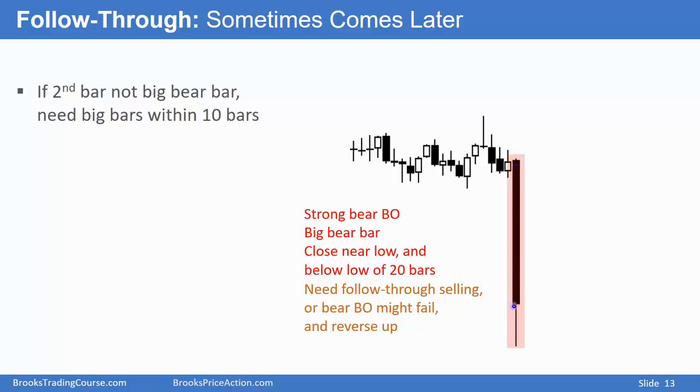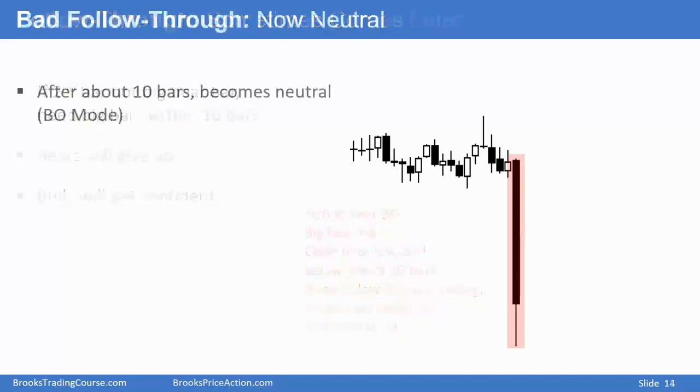Traders need follow through. It's possible that this is simply a trap that will reverse immediately up. Big bear breakout, need follow through. The bears prefer to get it on the very next bar, but sometimes it doesn't come in the next bar. Sometimes you'll get a rally for several bars, 5 bars, 10 bars into a bear flag, and then you get the second leg down. If you do not get follow through selling fairly soon, the market can reverse up.